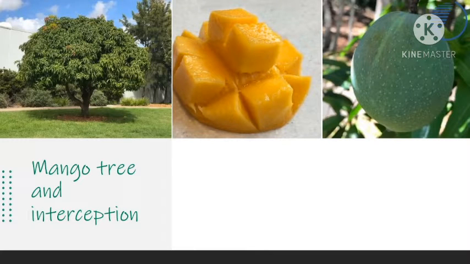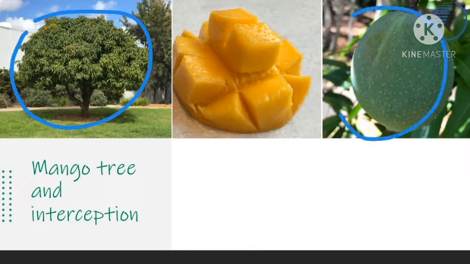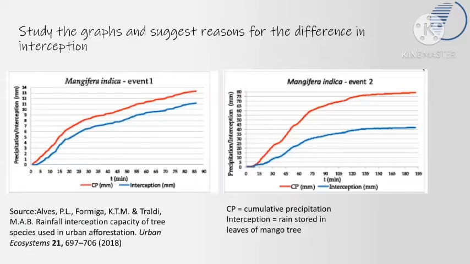One of the fruits which is really, really well liked in my household is the mango. Here's a picture of a mango tree, here's a picture of an unripe fruit, and here's a picture of a mango which is ready to eat. Let's look at the data on the mango tree. These two graphs are taken from some really recent research done in 2018 on the mango tree. So the mango tree was involved in two precipitation events, Event 1 and Event 2.